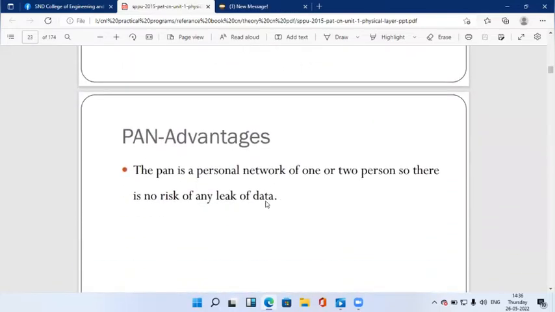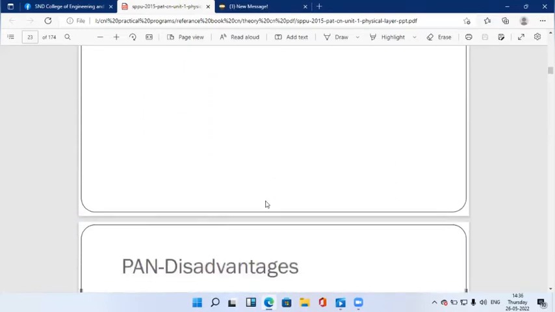After that, the advantages of your PAN. The PAN is a personal network of one or two persons, so there is no risk of any leak of data. It means me and my friend have shared the file using the mobile phone or laptop. So these are the advantages of your network.